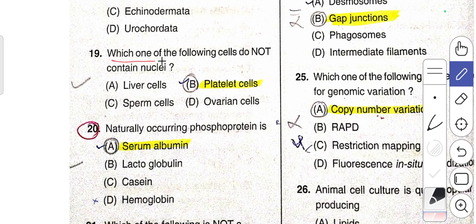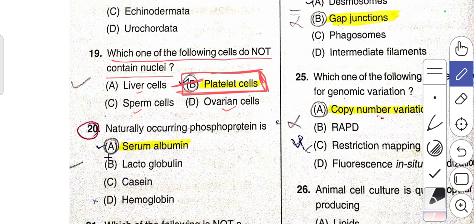19th question, which one of the following cells does not contain nuclei? So in a liver, sperm, and ovarian cells you will find nuclei, whereas in platelets you will not come across any nuclei. So B is the right answer. Then 20th question, the naturally occurring phosphoprotein is serum albumin. So A is the right answer.